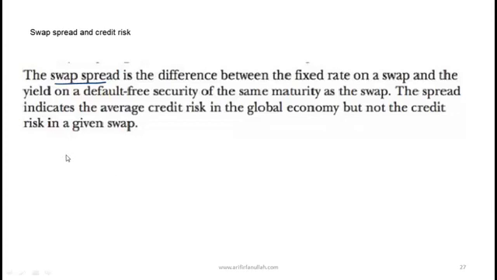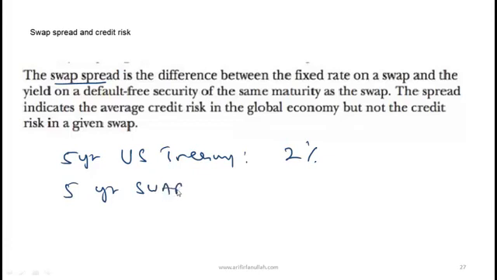Let's say the 5-year US Treasury note, I don't know the exact number, but just for simplicity, has a yield of 2%. If you compare this with a 5-year swap based on LIBOR, and you see what the fixed rate is on this 5-year swap, and the fixed rate is 2.5%, then the swap spread is 0.5%.